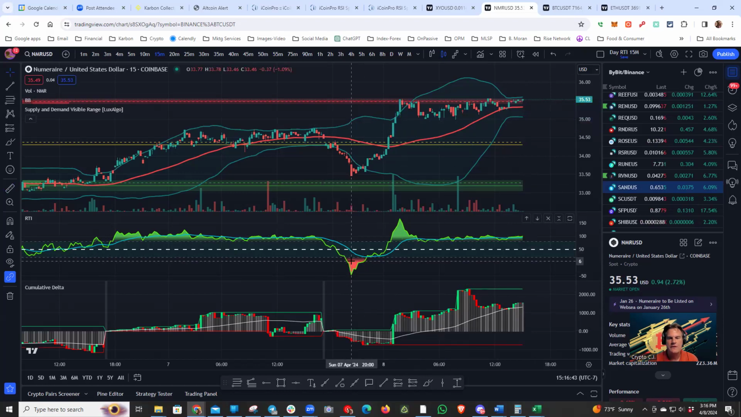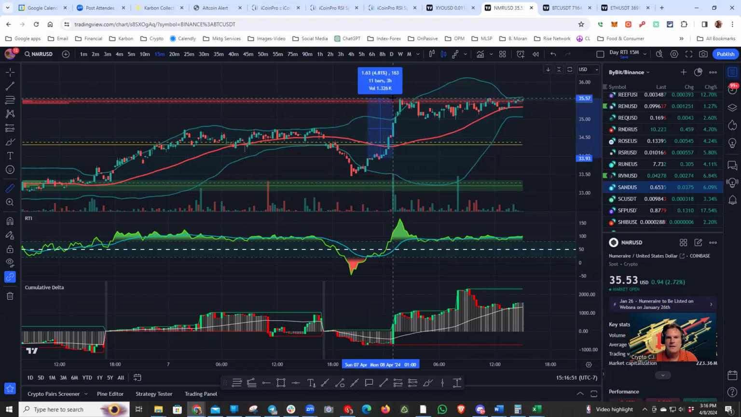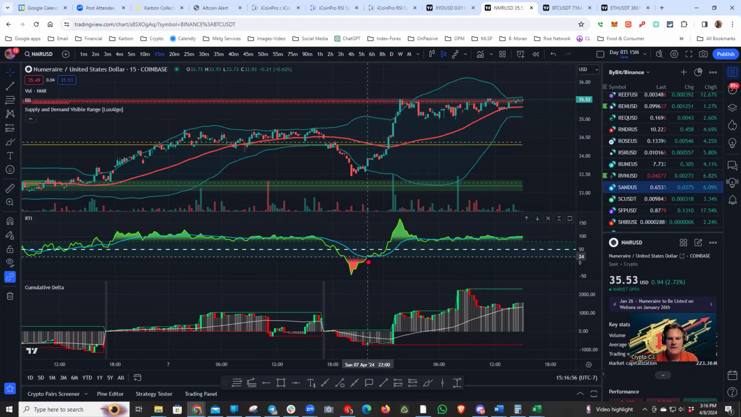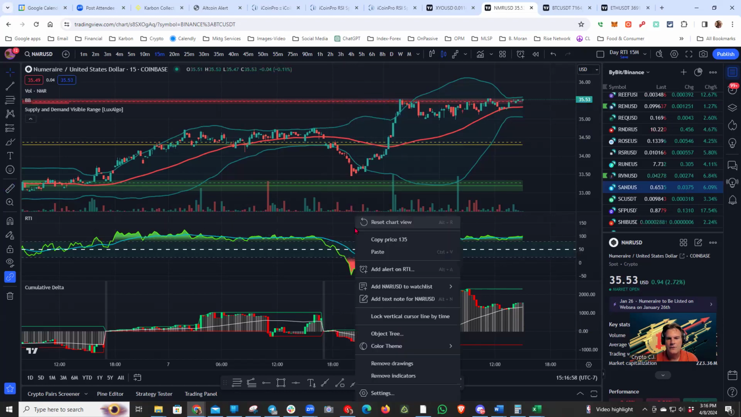I like this move here. This is my favorite. The break below the 20 and break above, that occurs here. And that's a 4.5% move. That's a really good day trade. So this is my favorite.